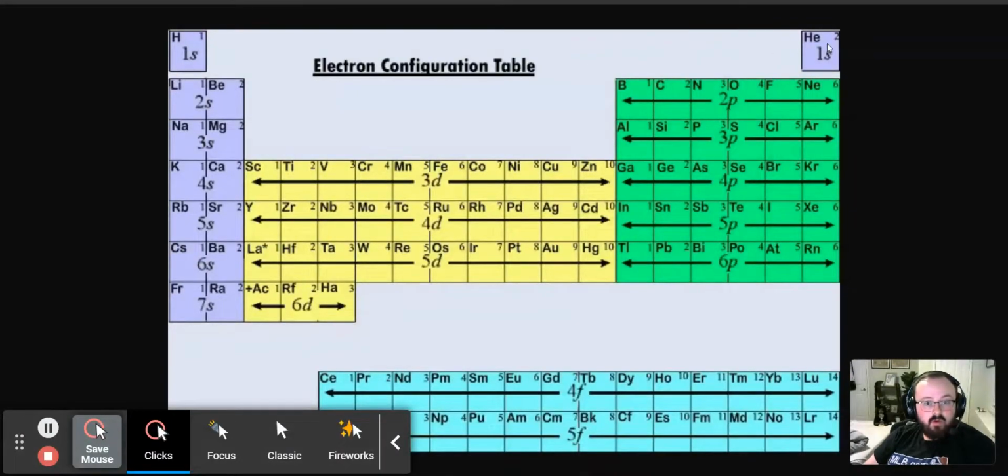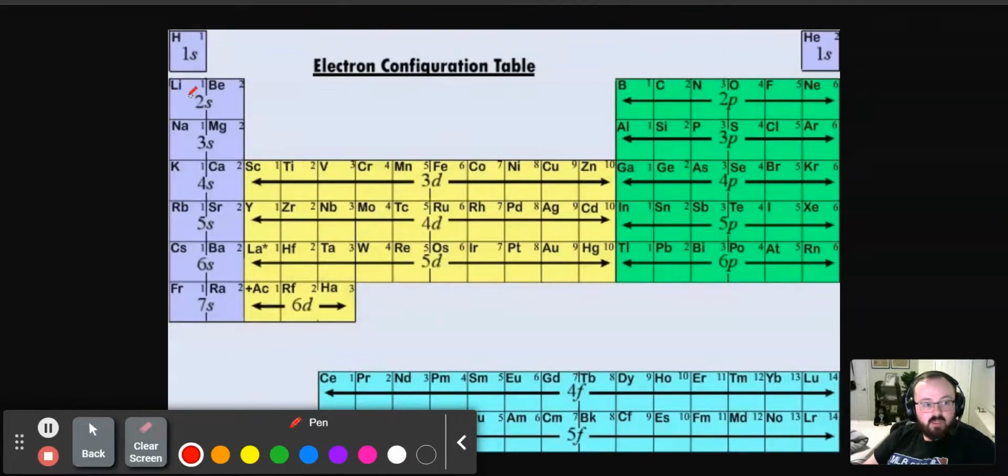And what we start to see when we start doing all of this is something that looks like this, where we have our 1s orbitals filled out by groups 1 and 2. Helium is an exception over here. Helium is usually put here just because of its similarities to other noble gases. However, once we start getting to lithium, there's our 2s.